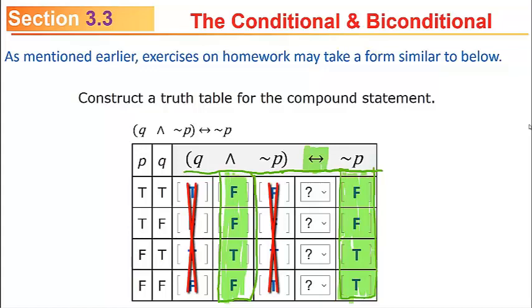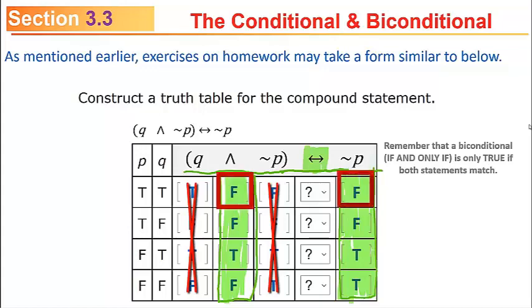You're only interested in the "and" column on the left side of the if and only if, and the "not P" column on the right side of the if and only if. And remember, for an if and only if, a biconditional, it's only true if they both match. You notice the very first case, they're both false. That's a match, so it's true. Second, both false, they match, that's true. The third one, both true, they match.